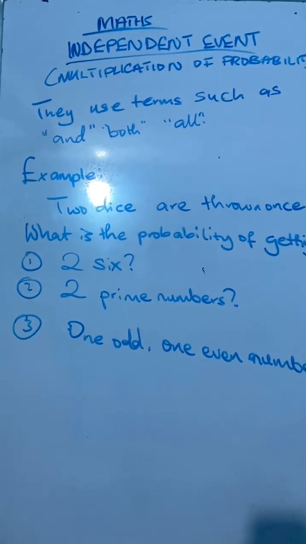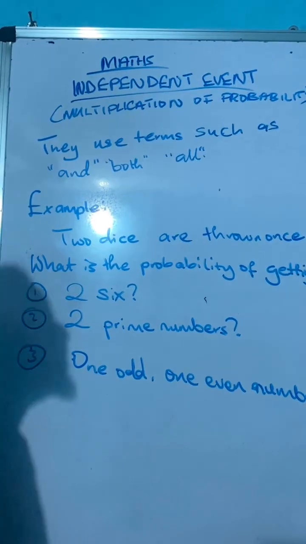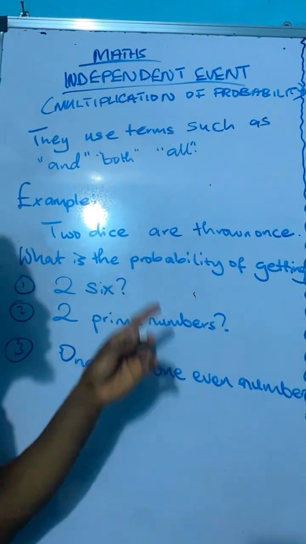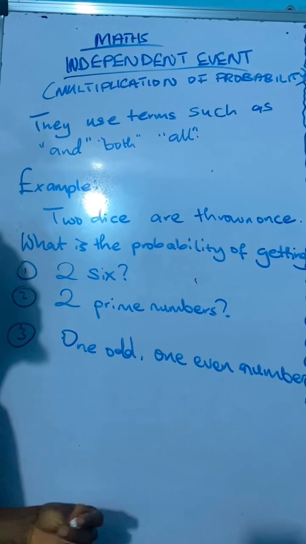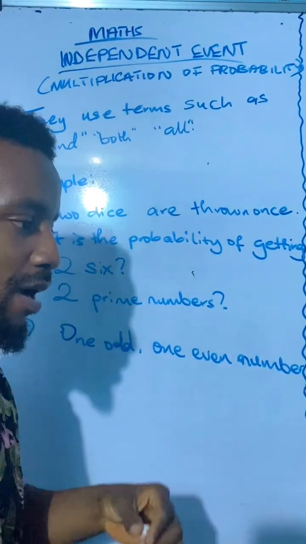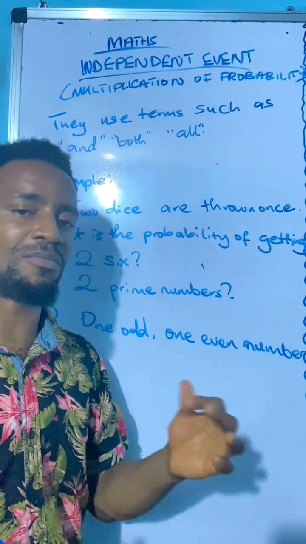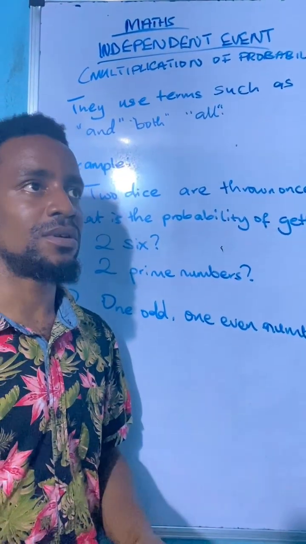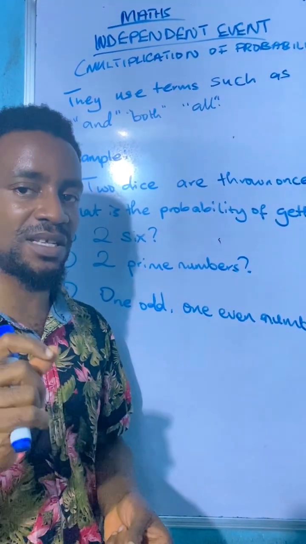Okay, welcome back to today's class, and today we are going to be talking about independent events, which is also called by some people multiplication of probability. So now, what do we call independent events? These are events that occur independently. It does not depend on what the first number is to get the second number. Are you getting me?